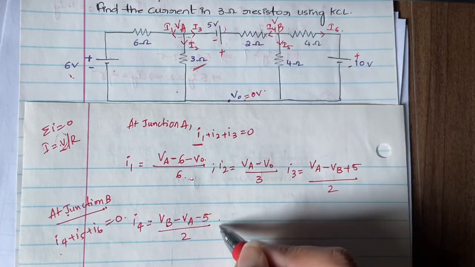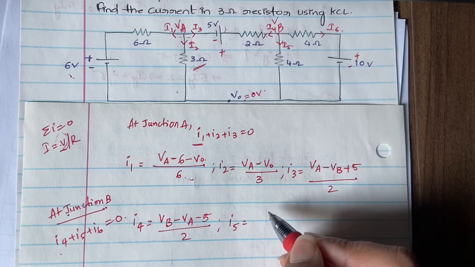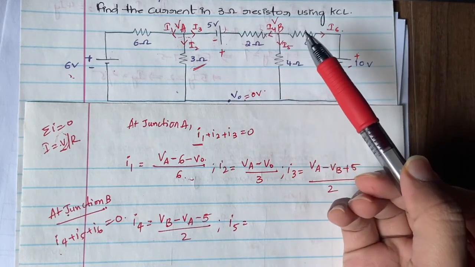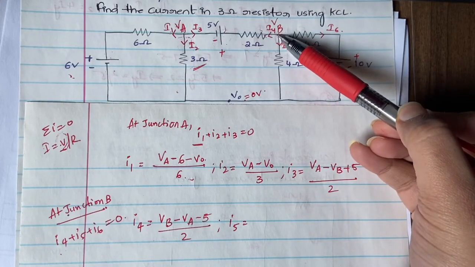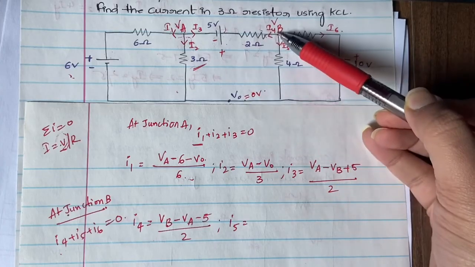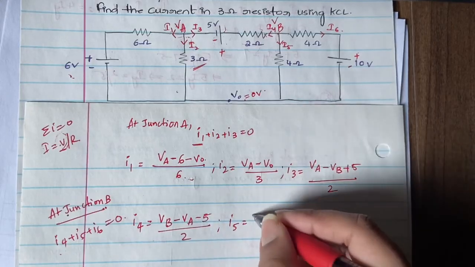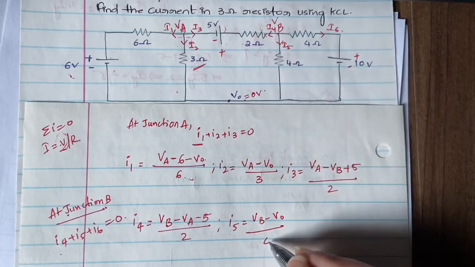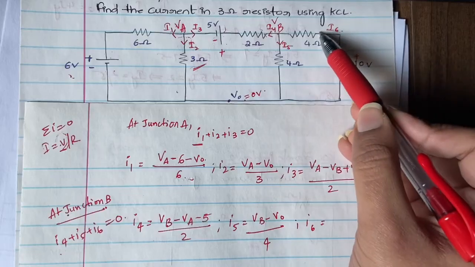Next, I5. So where is I5? Here. Again, I4 is here, VB is here. It is flowing from VB to V0, that is, higher potential to lower potential. It means what you will write? VB minus V0 divided by, what is the resistance associated? 4 ohms. Next, I6 is equal to, I6 is here.